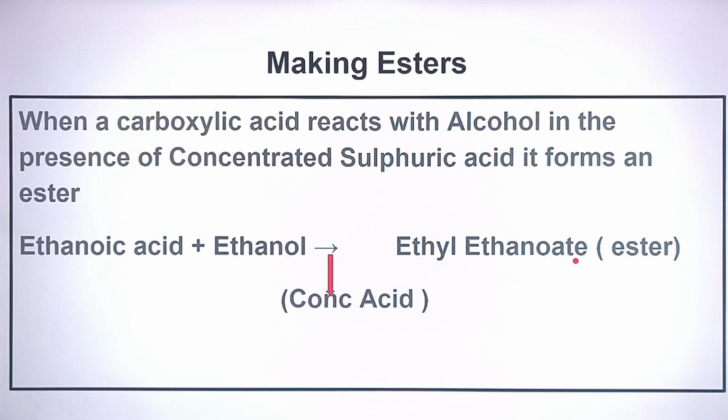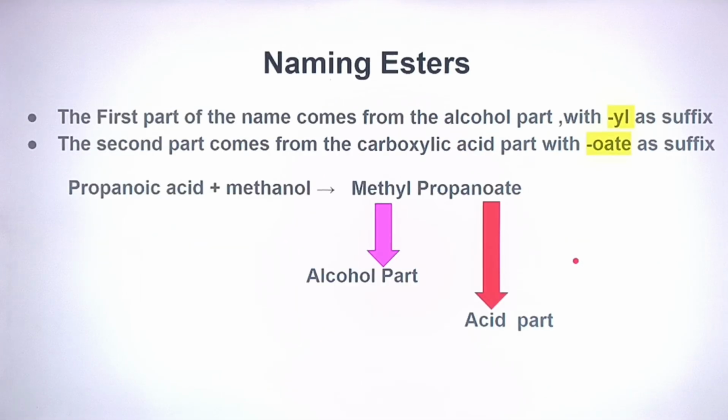Now the name sounds a little complex, so we should know how to name the ester. The first part of the name comes from the alcohol, and we remove the OL part and we write it with a suffix YL. So if it was ethanol, we say ethyl. Methanol becomes methyl. The second part of the name comes from the carboxylic acid.